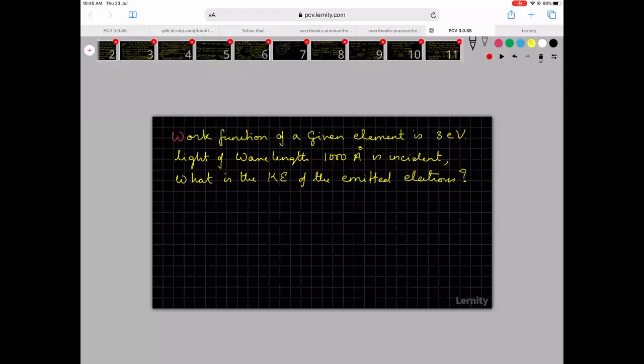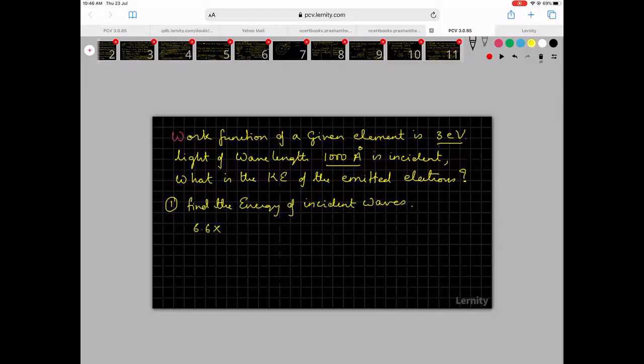So here is another question. Work function of a given element is 3 electron volt. Light of wavelength 1000 angstrom unit is incident. What is the kinetic energy of the emitted electrons? Okay. So first, what should I do? Find the energy of incident waves. So what is the energy of the incident waves?